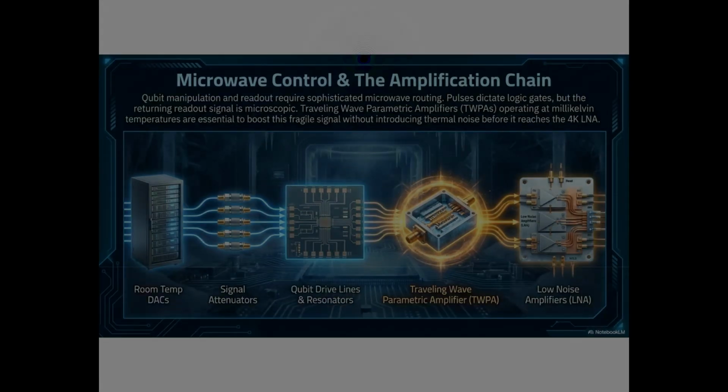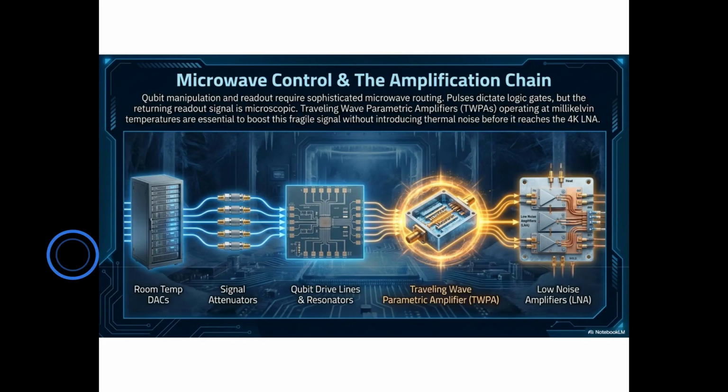Controlling a spin qubit requires a sophisticated signal chain that spans more than 300 Kelvin of temperature, from room temperature down to the millikelvin qubit chip and back. Let's trace it from left to right. The chain begins here with room temperature digital-to-analog converters, or DACs. These generate the precise microwave pulse sequences that define quantum gates and the DC bias voltages that configure the quantum dots. Next are the signal attenuators.